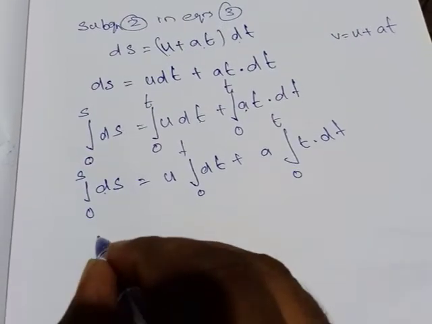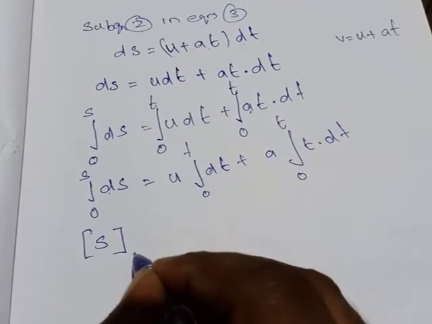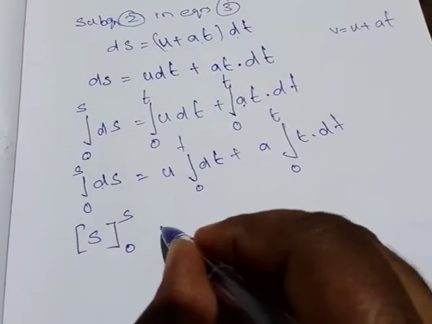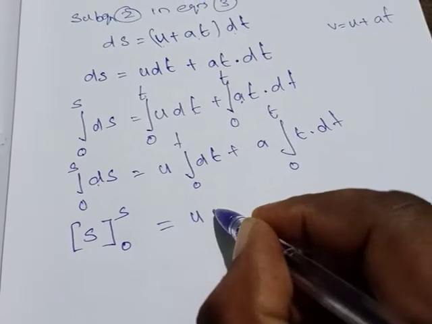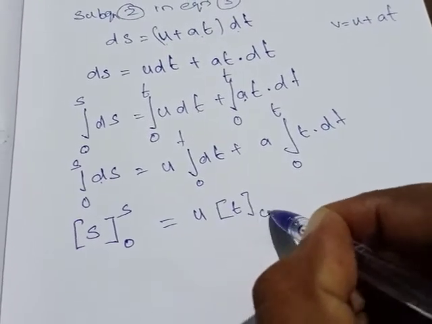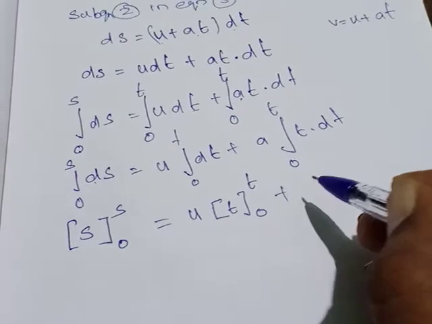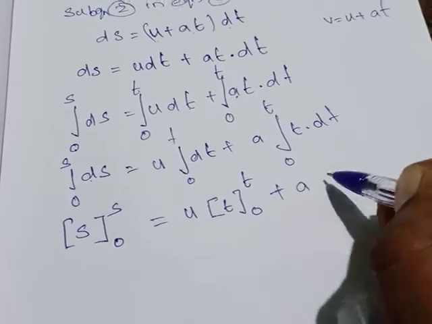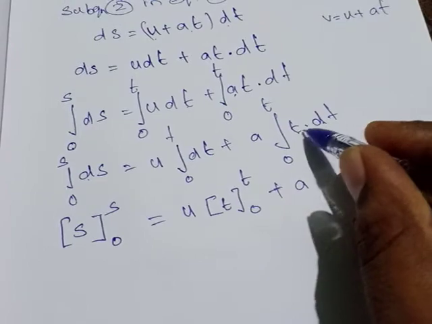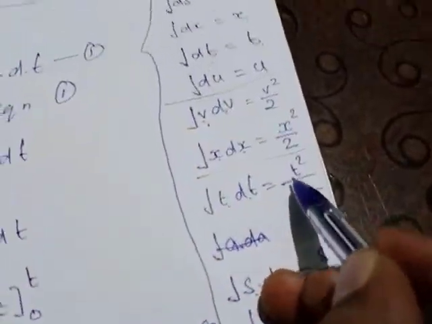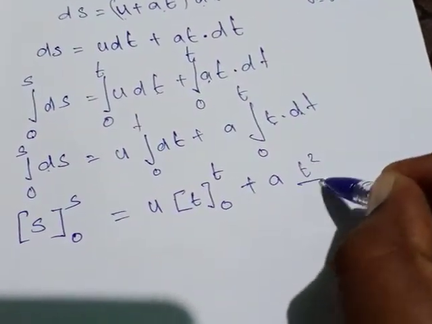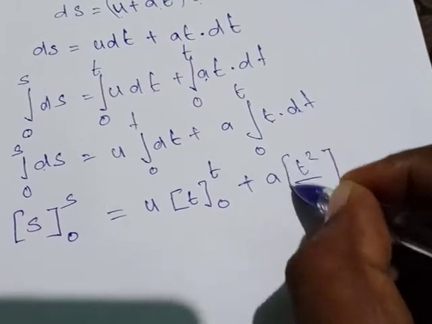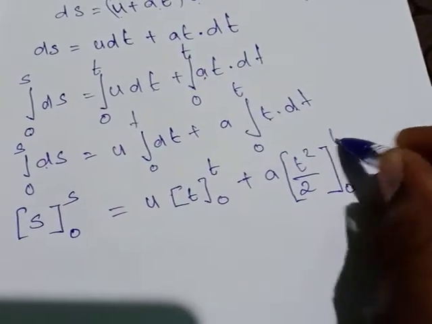Next step, integrate. ds integration is s, limit is 0 to s, equal to u, no need to integrate. dt integration is t, limit 0 to t, plus a constant. Here in the format t dt, t dt means what? t square by 2. t dt means t square by 2. Okay, limit is 0 to t.